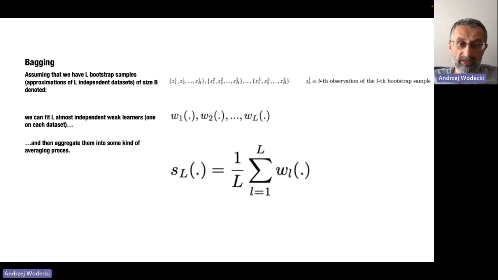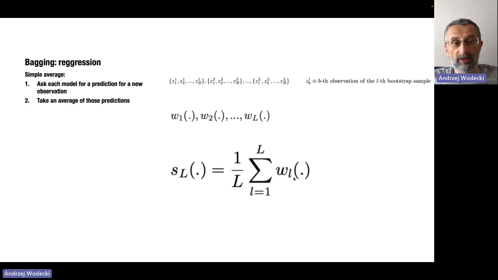This is the mathematical formulation. And now the most interesting part here is, how do we get the final prediction out of those single predictions? Okay, and now two examples. Let's start with the regression. Just to recall, regression is modeling of numerical variables. So what we predict is a number.